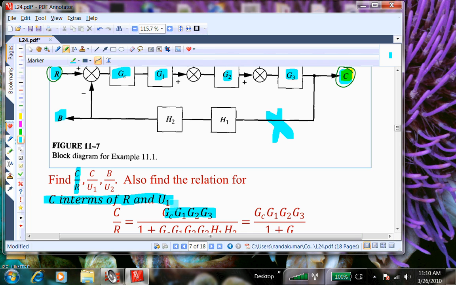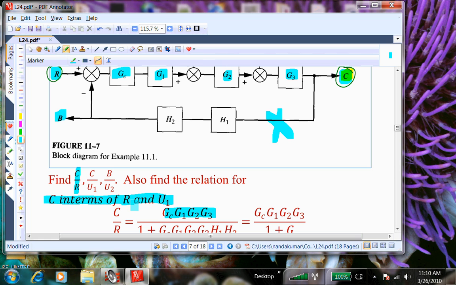So there are actually four questions here. First is find C over R, C over U1, C over U2. In each one of those cases, you are assuming either R or U1 or U2 is present alone. Nothing else is exciting the system. These are the three inputs into the process, but only one of them is active, the other two are 0. And then to get an idea of what happens when both are present, it's a superposition principle. So you just add them up. And that's what the next question is, C in terms of both R and U1.